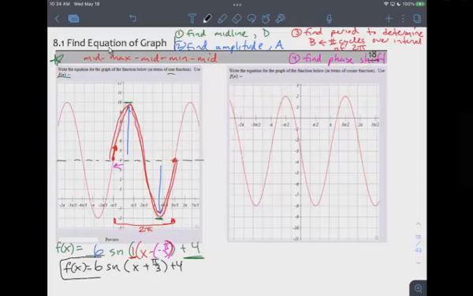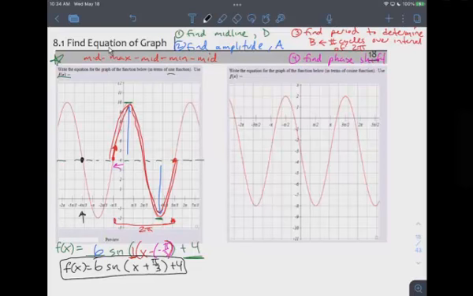Okay, so this is the equation that represents the graph that was shown right there. Now, this is not the only equation. Let me go through and show you what happens if you chose a different interval to count. What if instead of going from negative pi over 3 to 5 pi over 3, you started right here at negative 4 pi over 3?